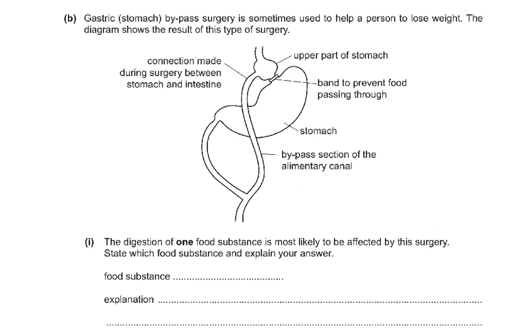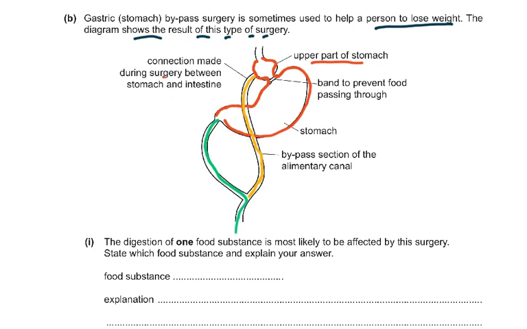Now coming to part B of the question, it seems a long story. Gastric stomach bypass surgery is sometimes used to help a person to lose weight. The diagram shows the result of this type of surgery. Now this would be the original stomach, which would be this part. Now they're showing you that there's an upper part of the stomach and they've put a connection between them during surgery. So this is the connection that they've made, and this is the bypass section of the alimentary canal. Now this part which comes out is the duodenum.